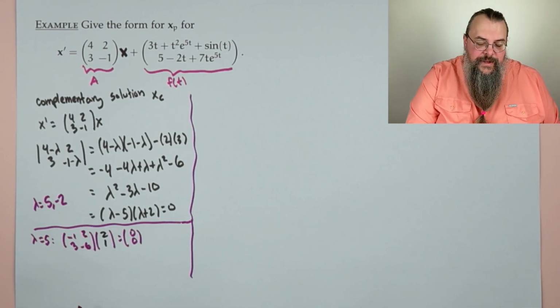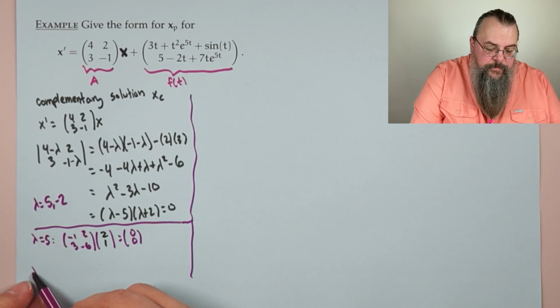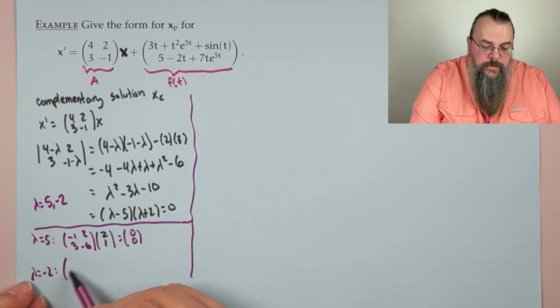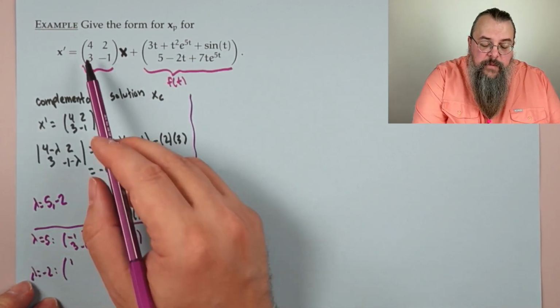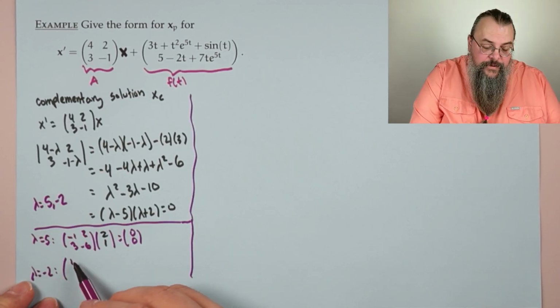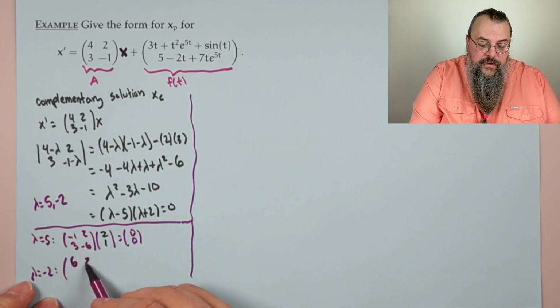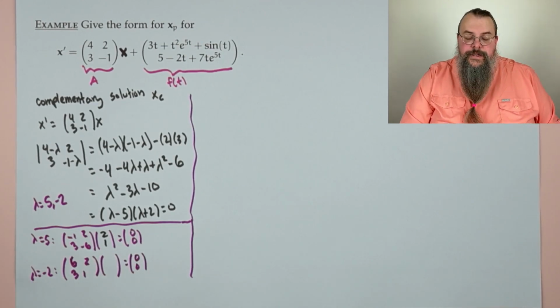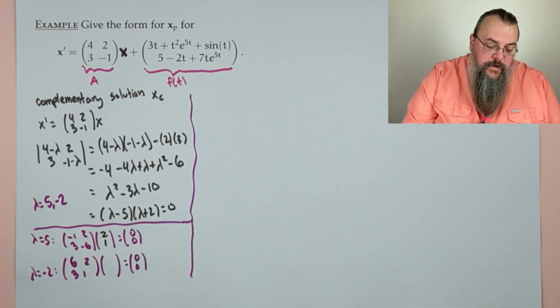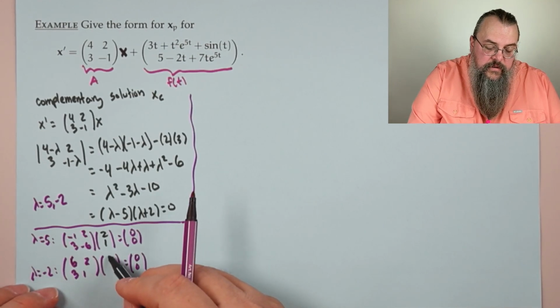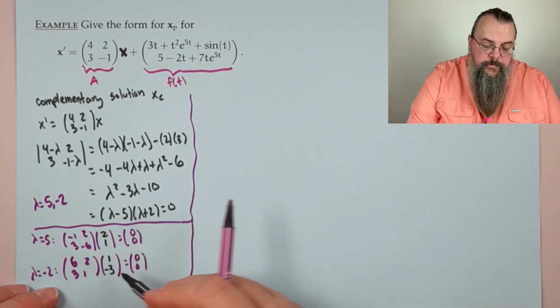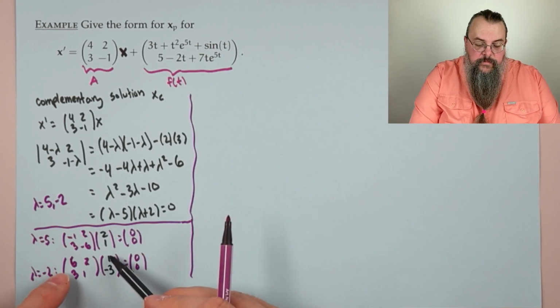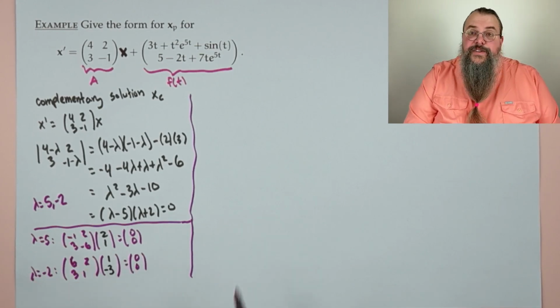So that's one of our eigenvalue pairs. What about lambda equals minus 2? For that, we subtract minus 2, which is really like adding 2. So we have 6, 2, and then 3, 1. We say something times that gets us to 0, 0, and we're like, what could do that? Well, one thing that does that is 1 and minus 3. You can check: 6 minus 6, 3 minus 3.